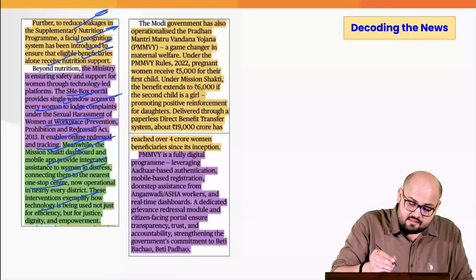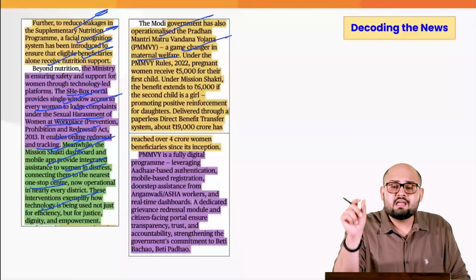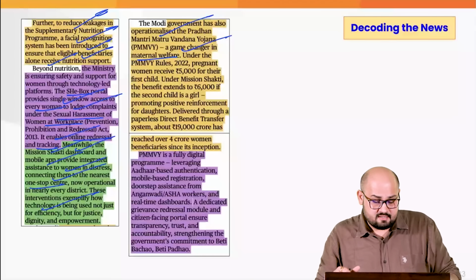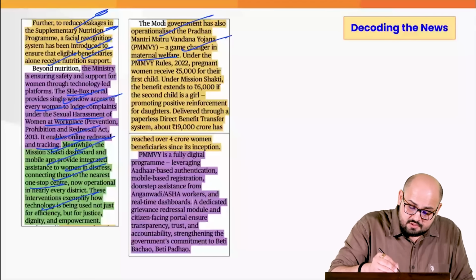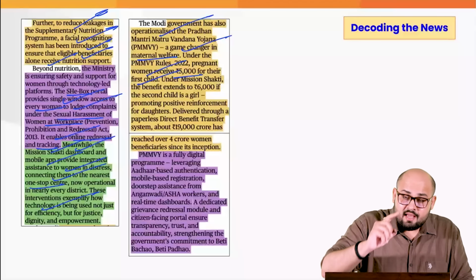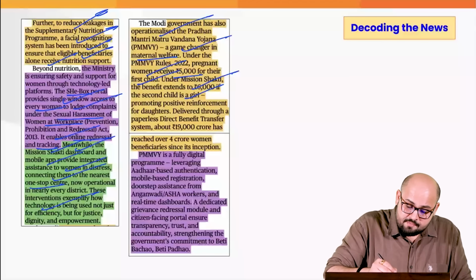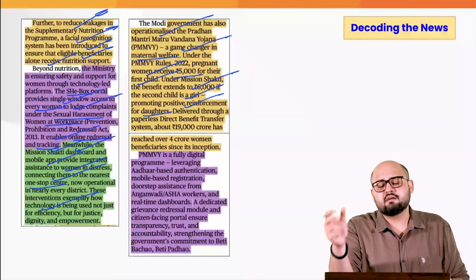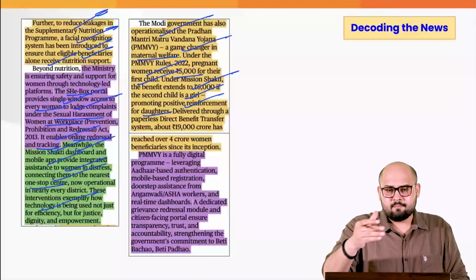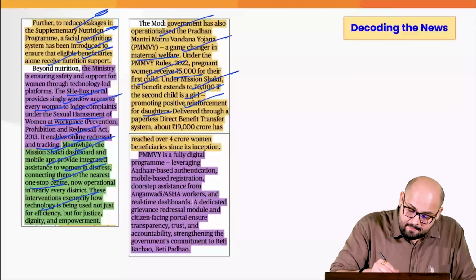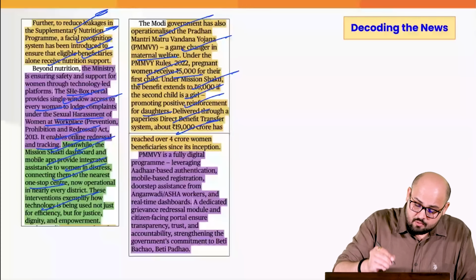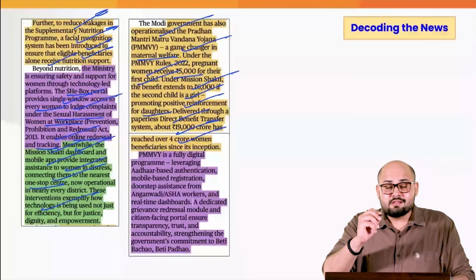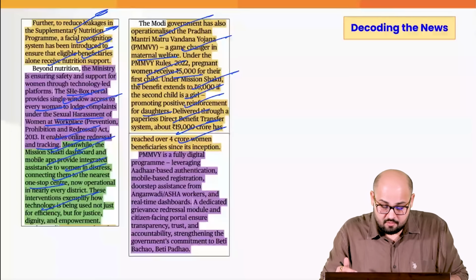The government has also operationalized the Pradhan Mantri Matru Vandana Yojana, a game changer in maternal welfare, in order to institutionalize the deliveries of these pregnant women. Under the PMMVY rules, pregnant women receive 5,000 for their first child. Under Mission Shakti, the benefit extends to 6,000 if the second child is a girl. This promotes positive reinforcement for daughters, so as to stop that mentality against girl children. We are basically incentivizing this particular aspect. Delivered through paperless DBT systems, about 19,000 crores has reached over 4 crore women beneficiaries since its inception. More than 19,000 crores, a great amount.